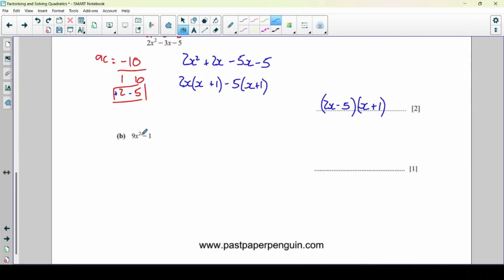This next one here, not as obvious to spot, but here we've got 9x squared, that's a square number. 1 is also a square number, so it's the difference of two squares. So in the first bracket, 3x plus 1, in the second bracket, 3x minus 1.